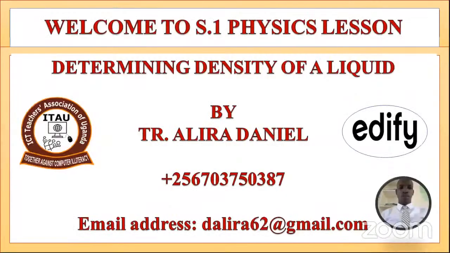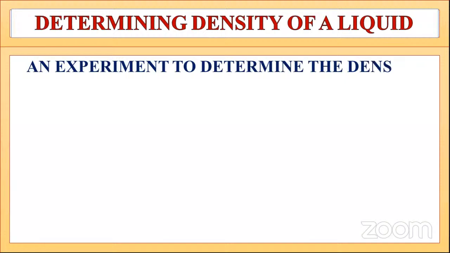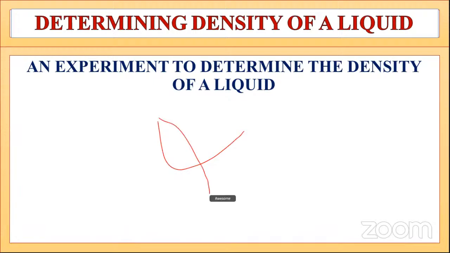So let's see right away how to determine density experimentally. But we're going to start by determining the density of a liquid. So we want to see, how do you determine the density of a liquid? You can tell us the steps. If I give you water here, and I want its density, you can tell us what you would do. You can tell us how you would determine the density of a liquid.